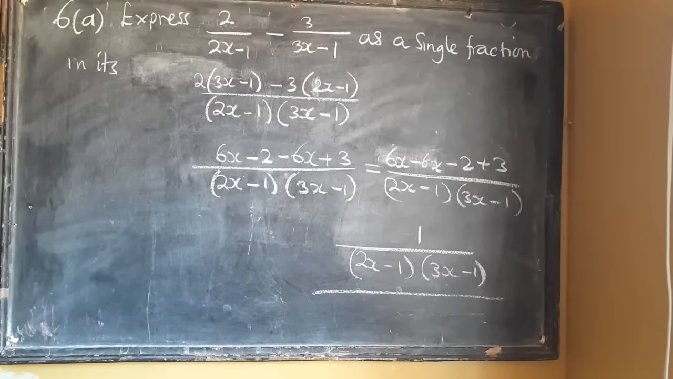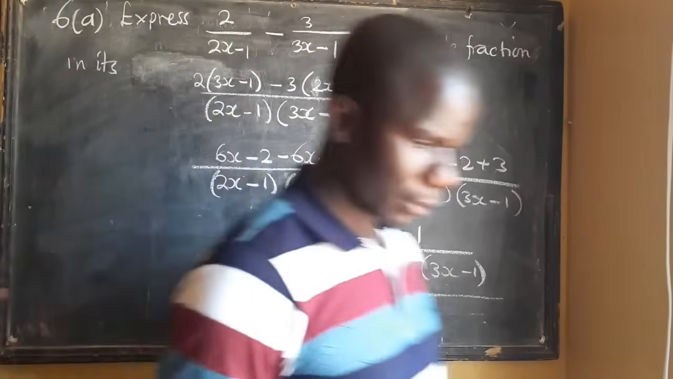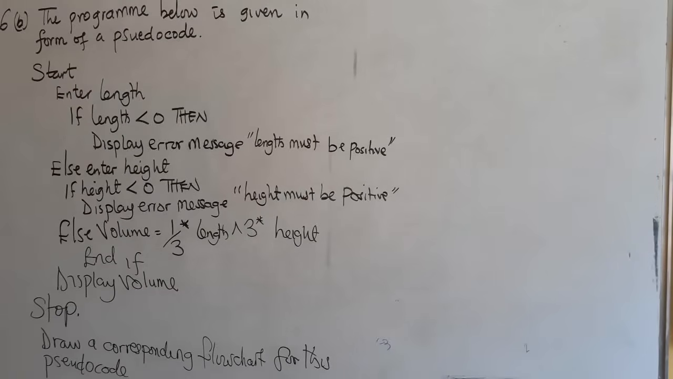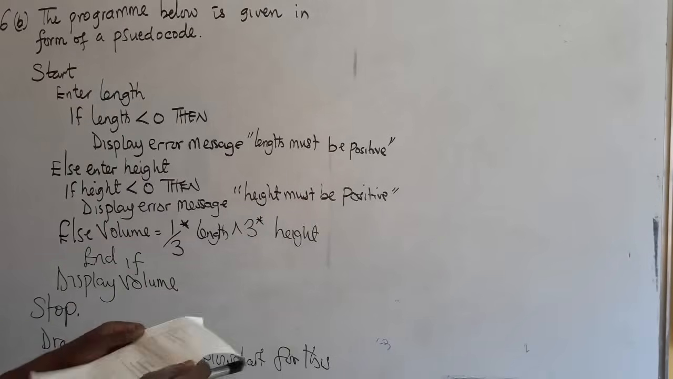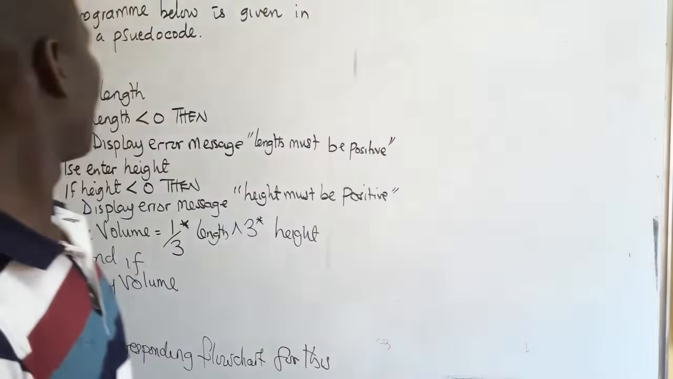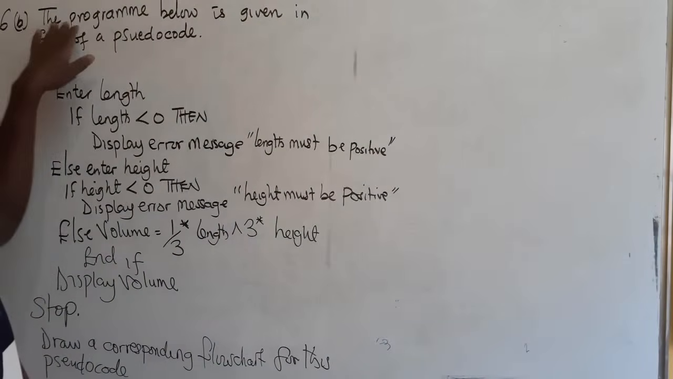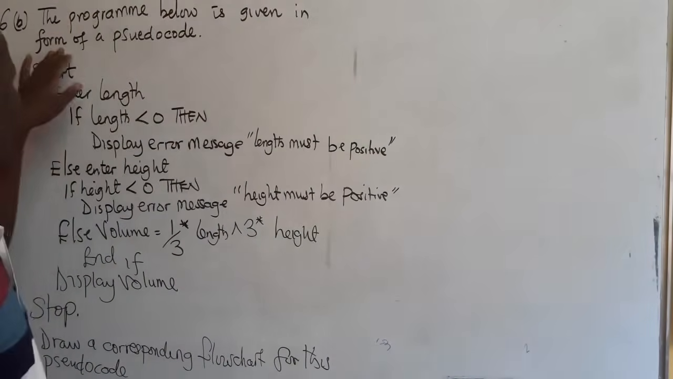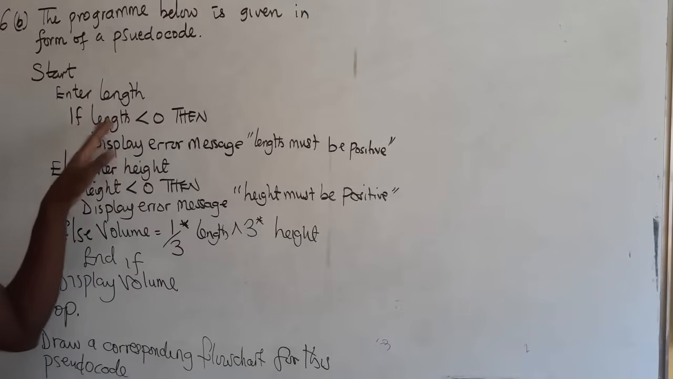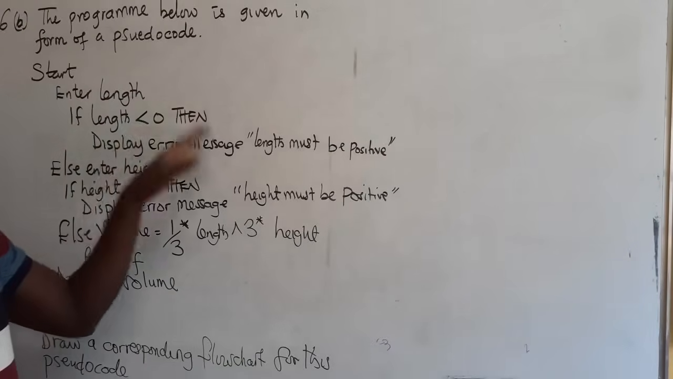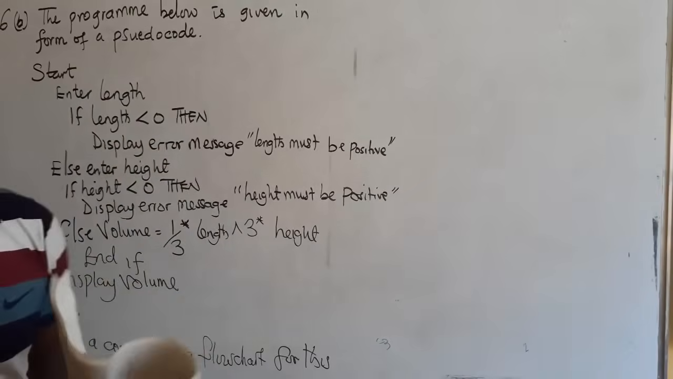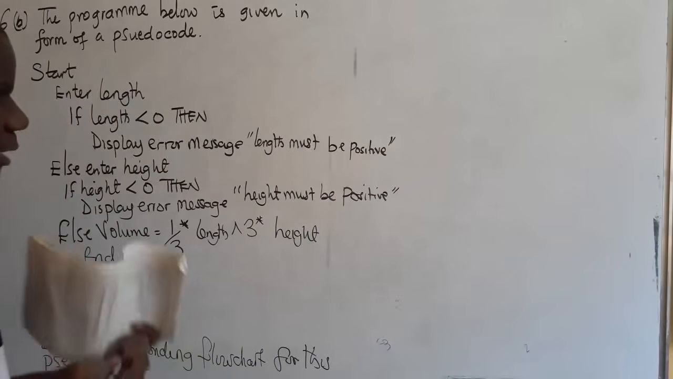So let's look at the other question. Okay? So we have question 6b. Question 6b is here, and the program below is given in form of a pseudocode. Start, enter length. If length is less than 0, then display error message: length must be positive.